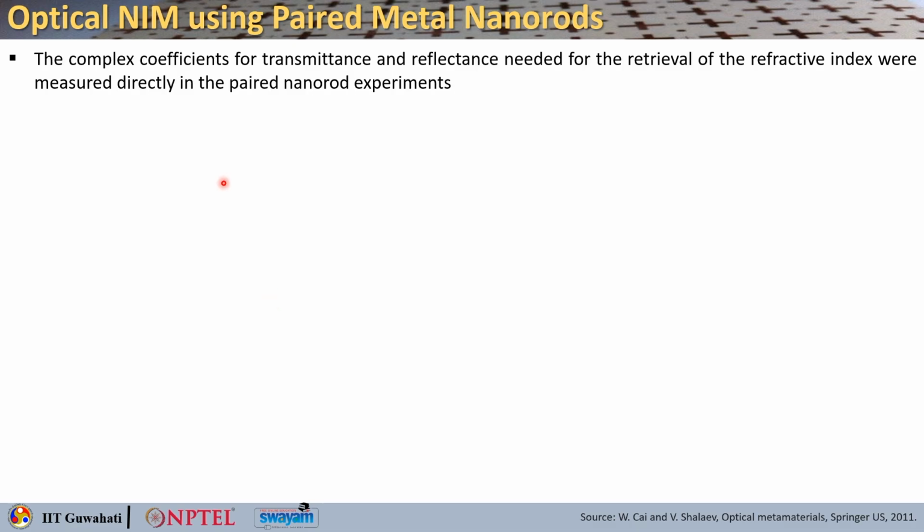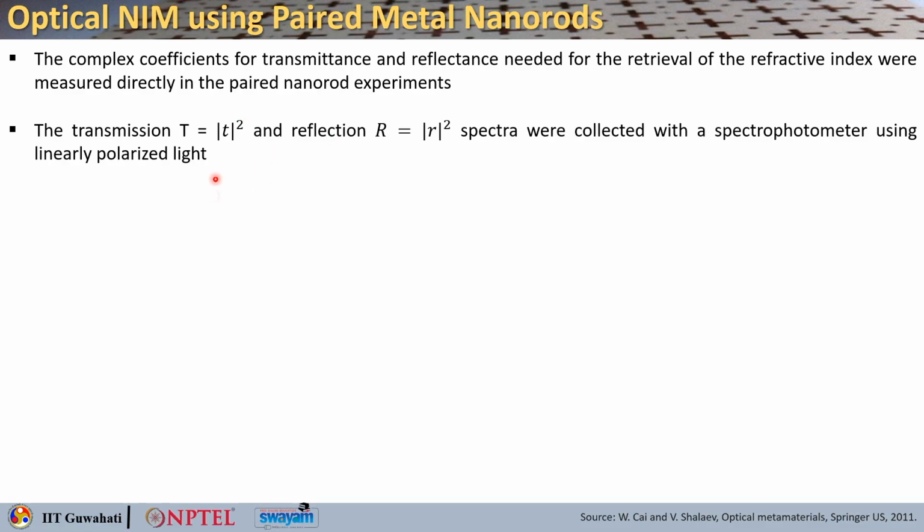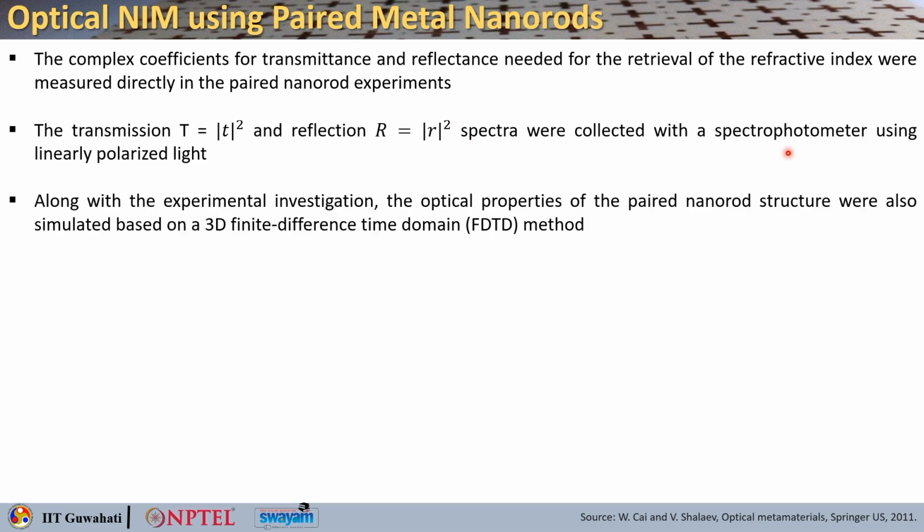So, how do you get an optical NIM using these paired metal nanorods? You need to find out the complex coefficients for transmittance and reflectance that are needed for the retrieval of the refractive index, which can be measured directly in the paired nanorod experiments. So, you can obtain transmission T equals modulus of t squared and reflection R equals modulus of r squared. These spectra can be collected with a spectrophotometer using linearly polarized light, okay.